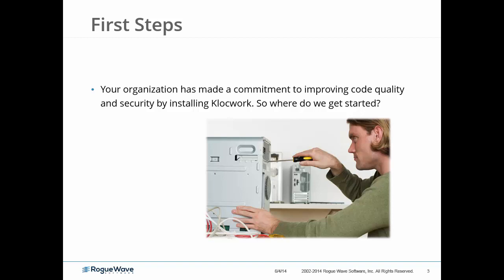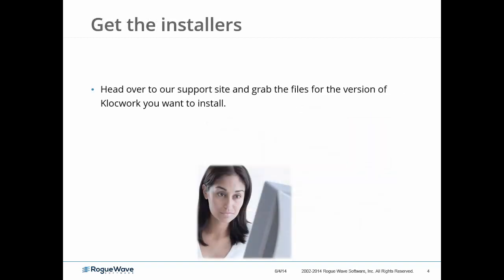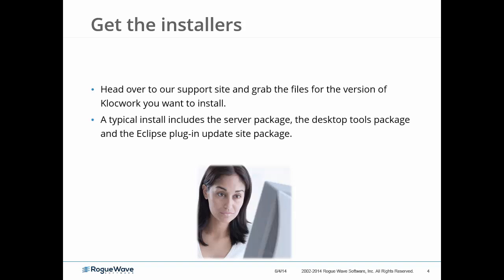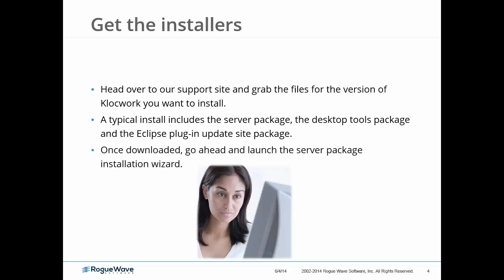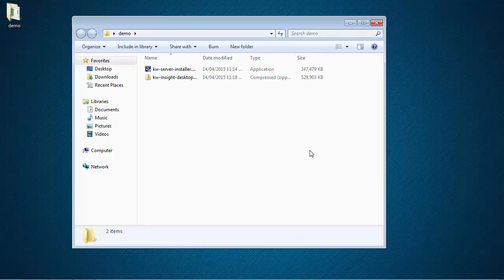So where do we get started? The first thing to do is to download the appropriate version you want to install. Head over to our support site and grab the proper files. A typical installation will have the following: a server installer and the desktop tools. Several packages are also available if you're interested in integrating our tools with Structure 101.